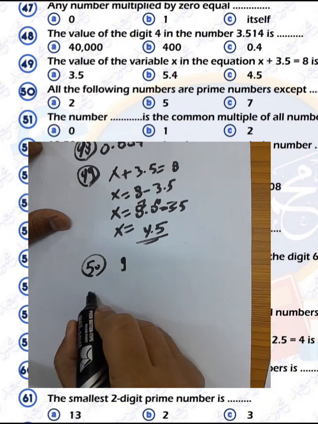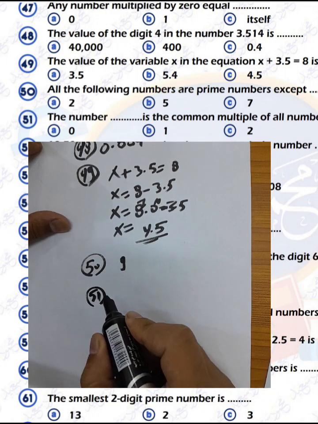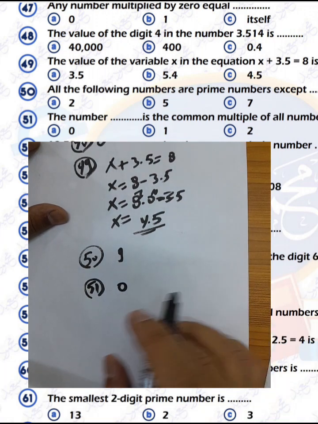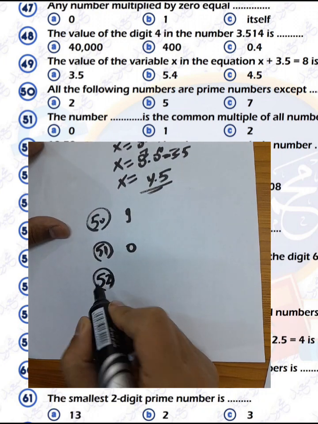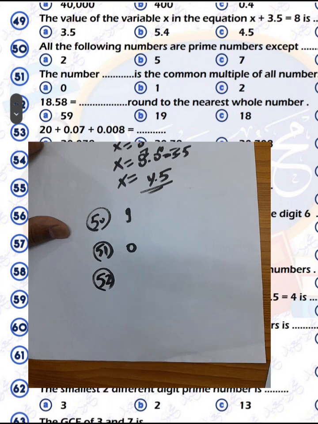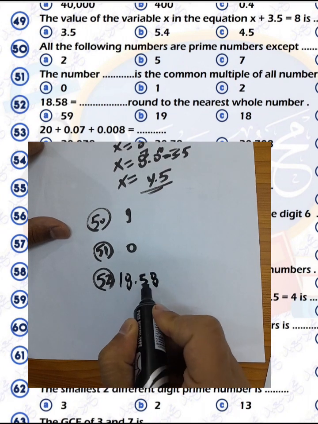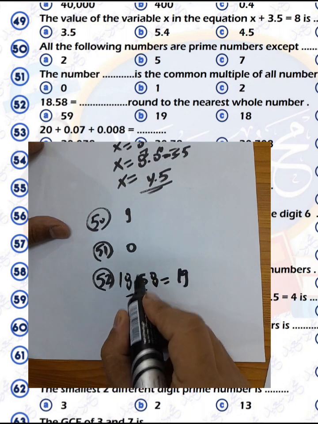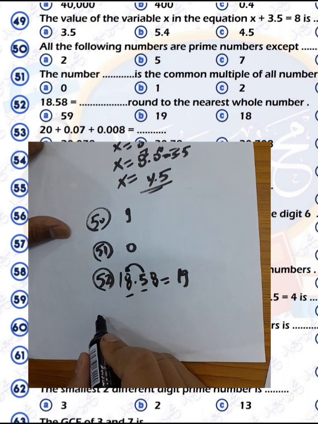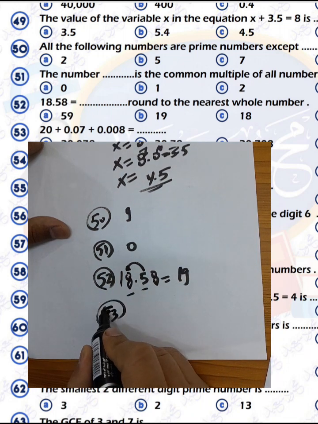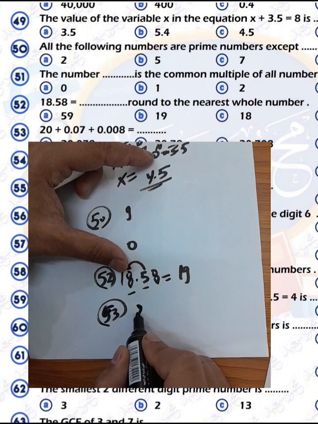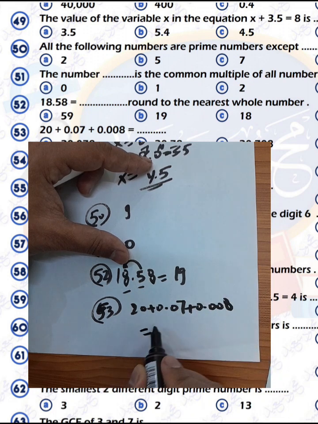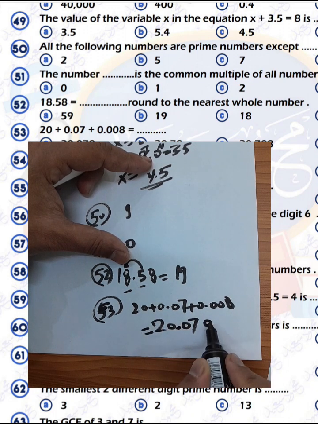Okay. Question 51. The number that is the common multiple of all numbers will be 0, because 0 can be divided by any number. Question 52. 18.58 rounded to the nearest whole number. Here it will be 19, because 5 can give 1 to 8, it will be 9. Question 53. 20 plus 0.07 plus 0.008, right? 20 and 7 hundredths and 8 thousandths.